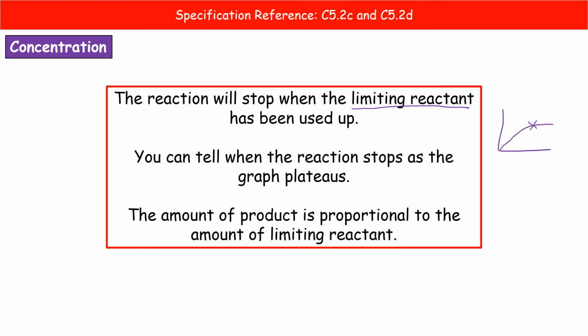So if they were to tell us that we have doubled the amount of our limiting reactant and ask us what happens to the amount of product, we would have to say it doubles. If they use the word halved, we would have to say it's halved. Don't just say it increases or decreases. If they're using one of these terms that has like a proper value associated with it, you've got to use a similar term in your answer. So because these are proportional, doubling the amount of the limiting reactant doubles your product. Halving the amount of limiting reactant halves the product.